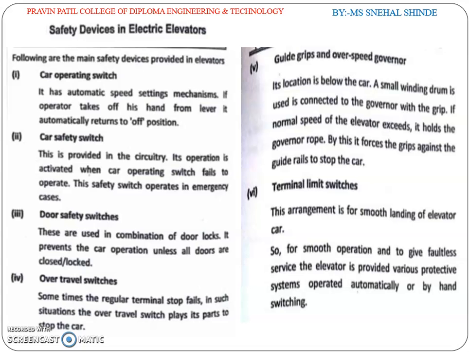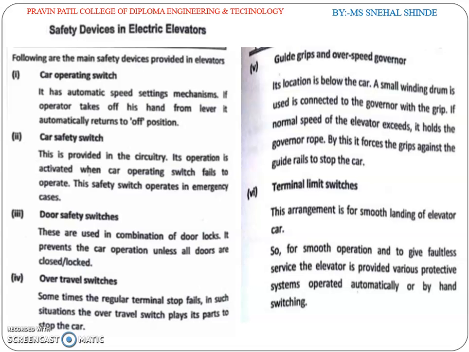So following are the main ones. First is the car operating switch. It has automatic speed setting mechanism. If the operator takes off his hands from the lever, it automatically returns to the off position. Car safety switch. This is provided in the circuitry. Its operation is activated when the car operating switch fails to operate. This safety switch operates in emergency cases.